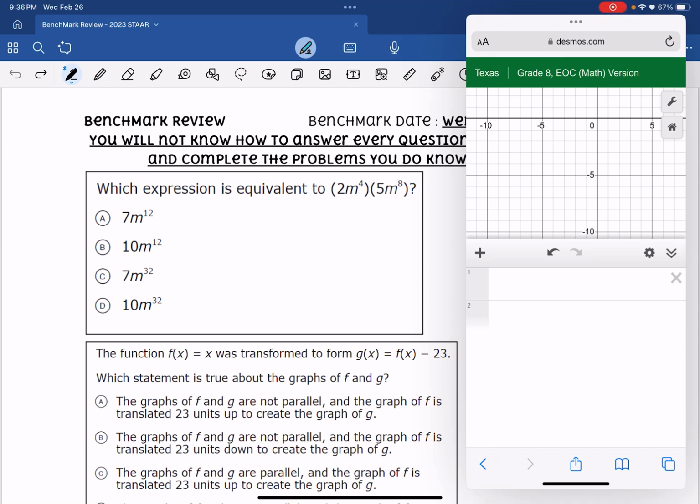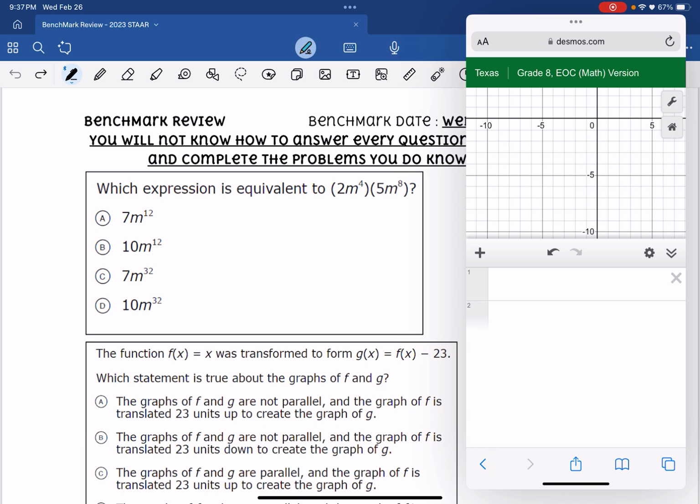All right, hey guys, I am going to go over your benchmark review, those questions that can be done either on Desmos or on your calculator tricks, or even if it's just a quick question, right? Like a quick give me question.